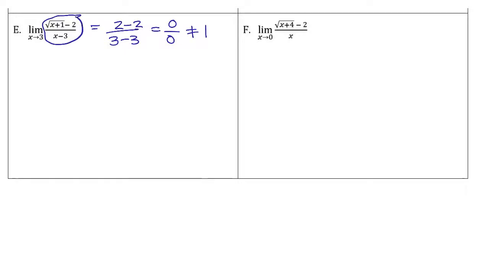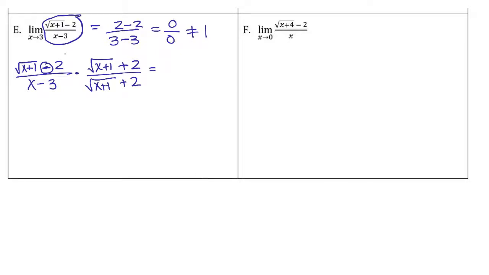We're going to rationalize the numerator. So I'm just going to bring down the problem. And then I'm going to multiply the top and bottom by the complex conjugate. So I'm going to have x plus 1. Just change the sign out here. And the same for the denominator. You want to make sure the numerator and denominator are the same.